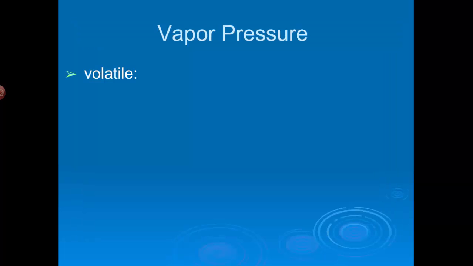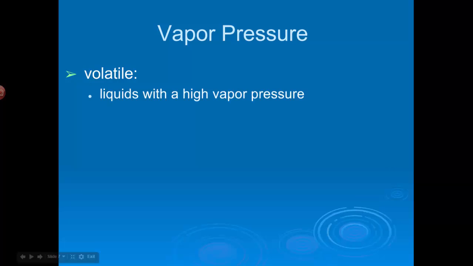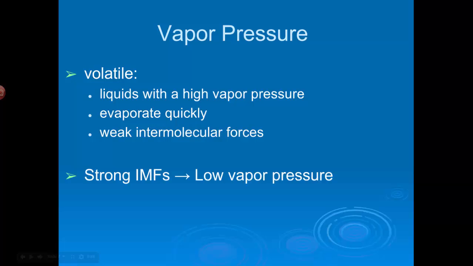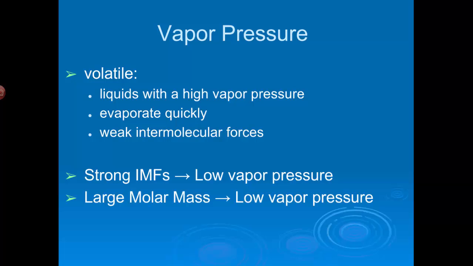We have a word for that. We call it volatile. So a volatile liquid is a liquid that has a high vapor pressure. Why does it have a high vapor pressure? Because it evaporates quickly. Well, why does it evaporate quickly? It has weak intermolecular forces. So there's a relationship. The stronger the IMF, the lower the vapor pressure.